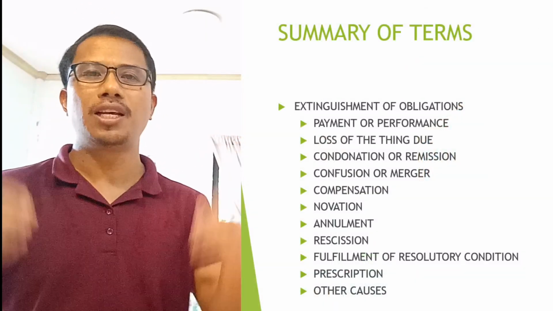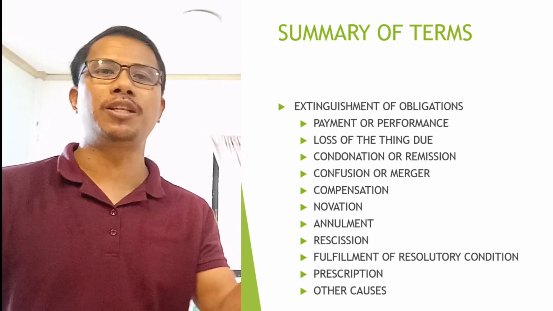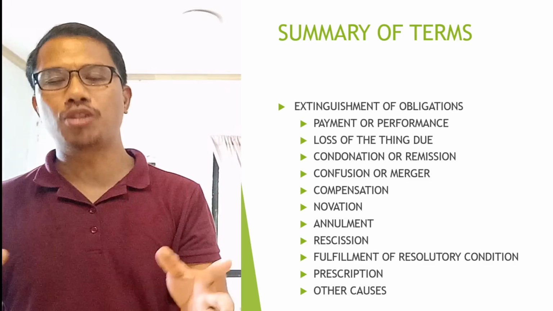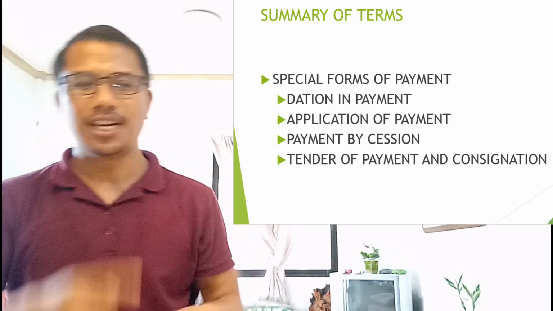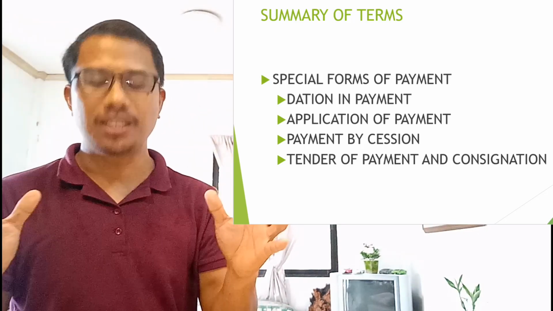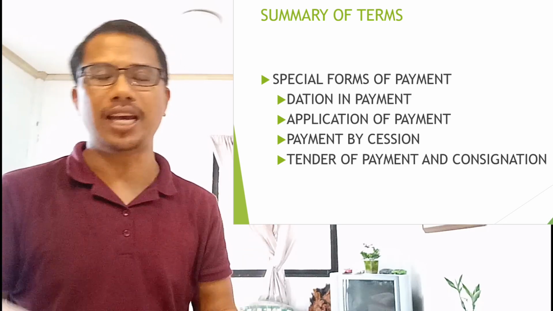Obligations can be extinguished, and there are several modes of extinguishing an obligation. This can be by means of payment or performance, loss of the thing due, condonation or remission, confusion or merger, compensation, novation, annulment, rescission, fulfillment of resolutory condition, prescription, and other causes. There are special forms of payment: dation in payment, application of payment, payment by cession, and tender of payment and consignation.